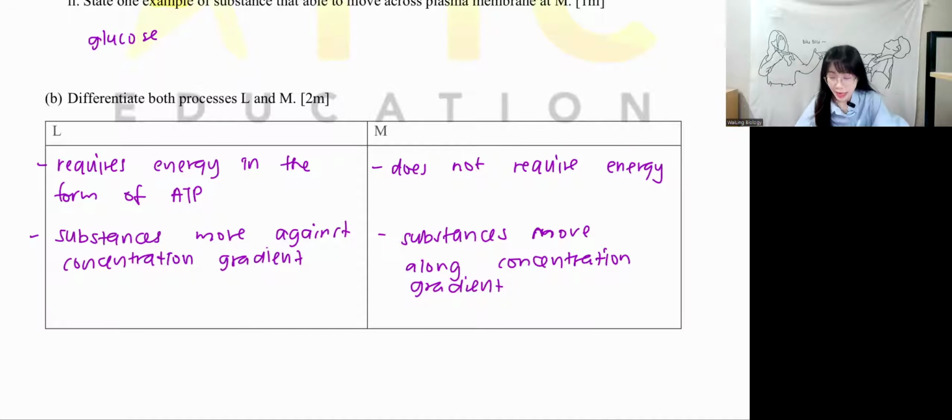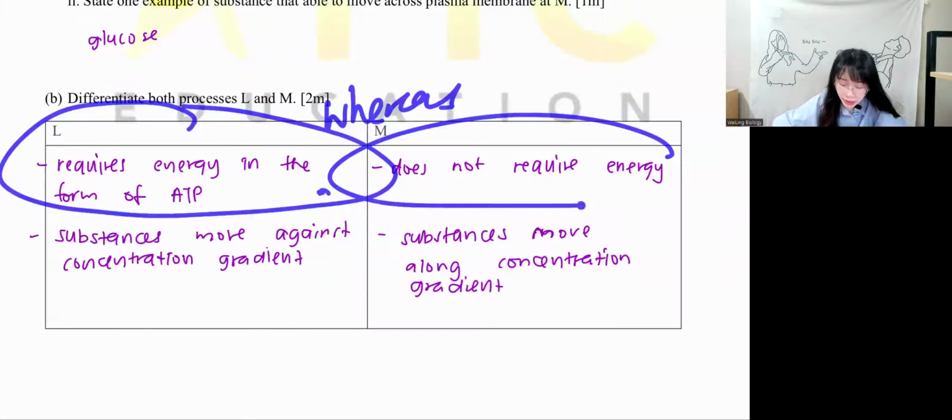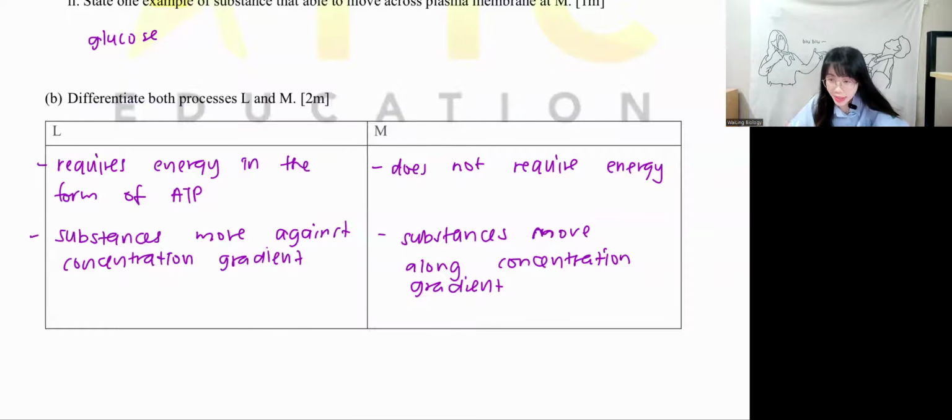So when you write in the exam, if it's a structural question, you're not supposed to draw a table, although here I give you a table. In the exam, you're going to make it into a sentence. Your answer has to be: L requires energy in the form of ATP, whereas M does not require energy. It has to be one sentence for a difference. Everything has to be in one sentence.